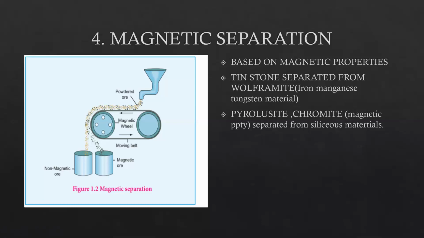Using this method we separate tin stone from wolframite. Pyrolusite and chromite contain magnetic properties, so we separate pyrolusite and chromite from the siliceous material. Here the siliceous material is the sand particles.